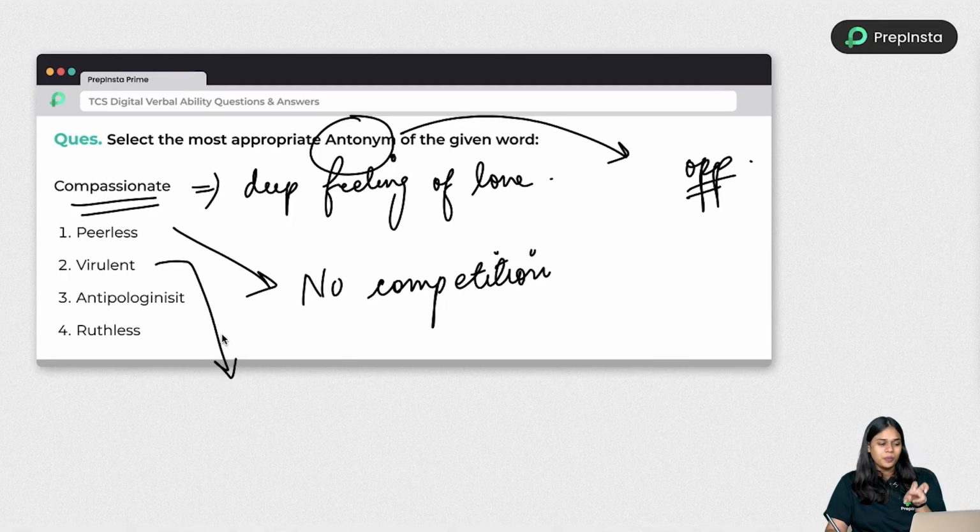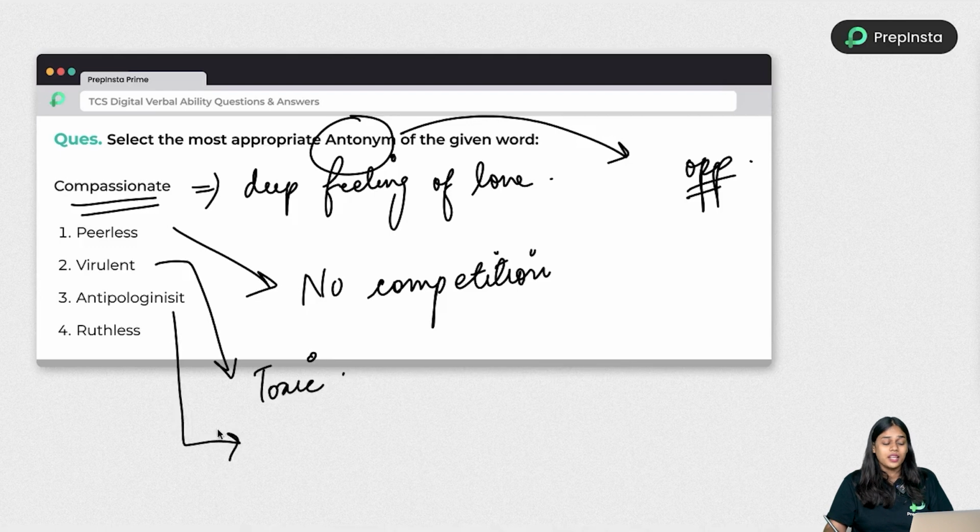Virulent, again, with the term itself you can understand viral, or it resonates with virus. So something virulent means something which is very toxic or something that can harm you. So it's toxic. Antiphlogistic, this means it is anti-inflammatory. Something, a pill or a composition that is given to you as an anti-inflammatory medicine.